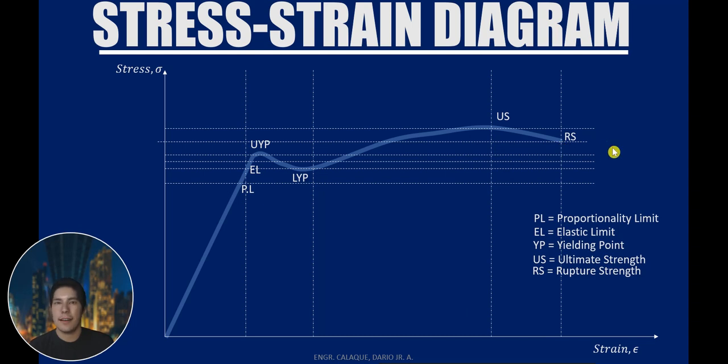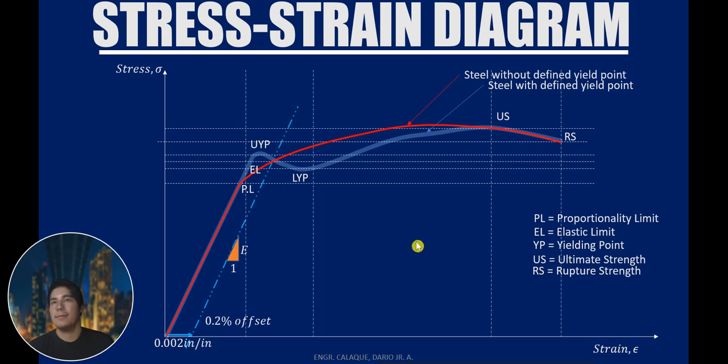Okay? So ito yung stress strain diagram for steel with defined na yield point. So, sinabing defined yield point kasi meron siyang upper yield point at meron siyang lower yield point. So, most of the time, may mga steel din tayo na wala siyang defined na yield point. So, to solve for the YP or yung yield point, so we take the 0.2% offset.